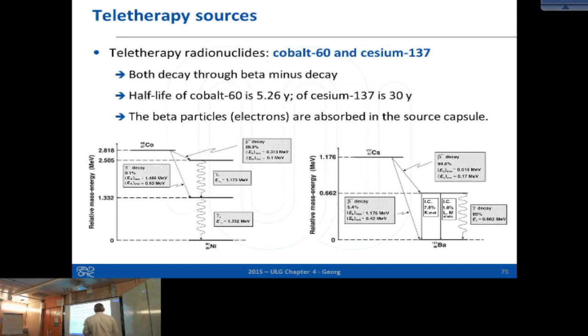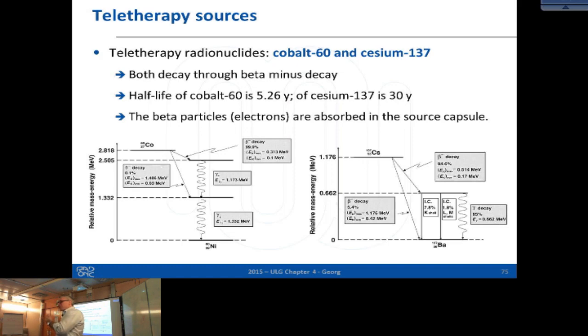Half-life also means that after one half-life, the treatment time doubles. So when you want to deliver a certain dose in a certain time, after one half-life it doubles. That means you have longer treatment times, which might have an impact on your patient throughput.